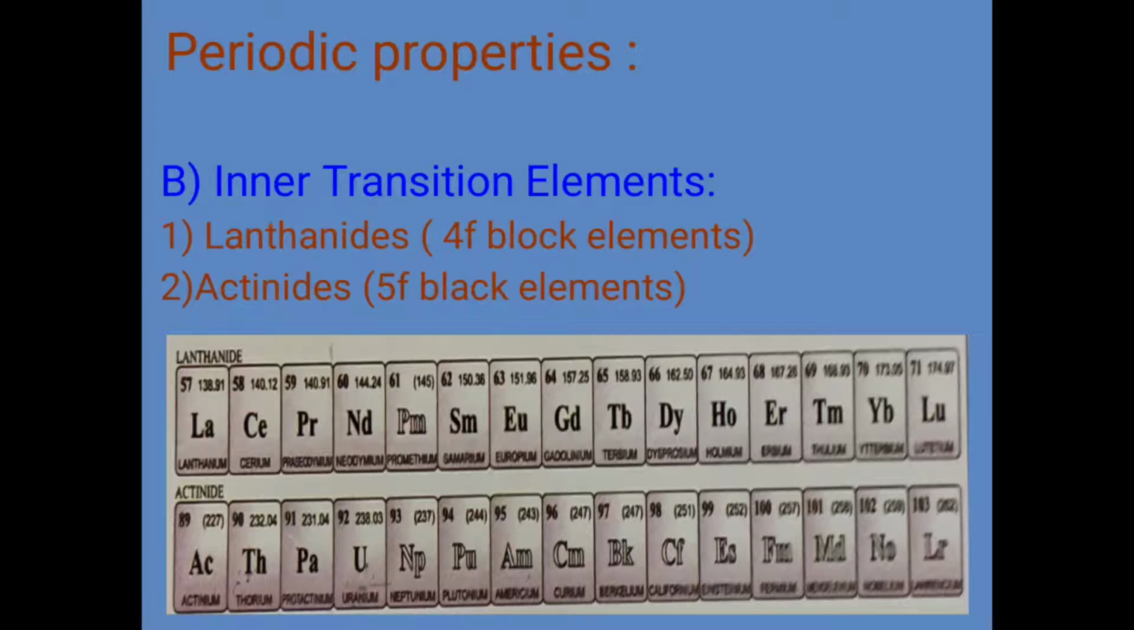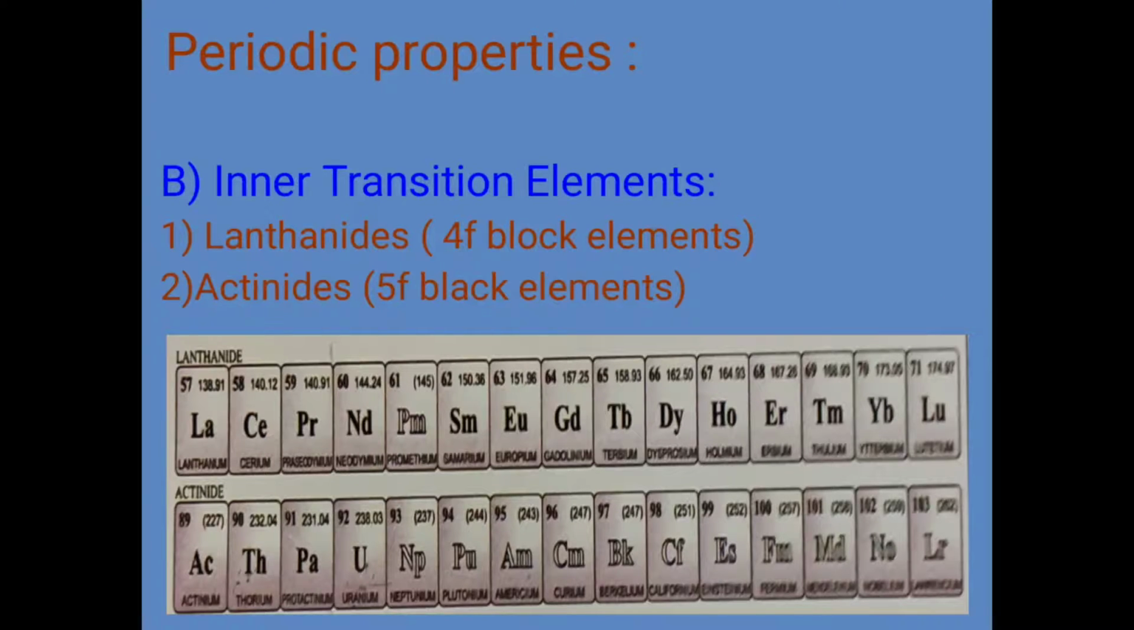Corresponding to the filling of 4f and 5f orbitals, there are two series of inner transition elements, each having 14 elements. Means the first series has 14 elements, and the second series also has 14 elements. Which one is the first series? First series is known as the lanthanides. This is also known as the 4f block element.